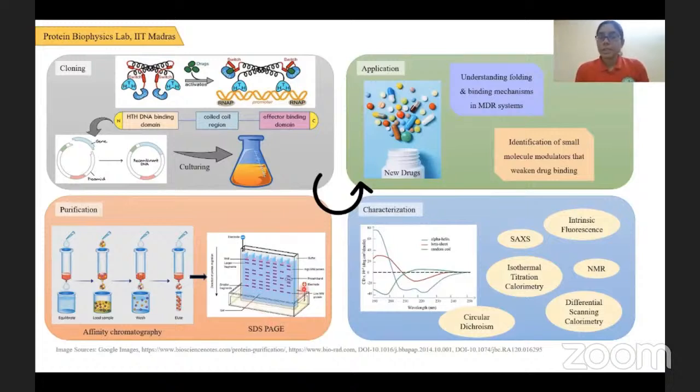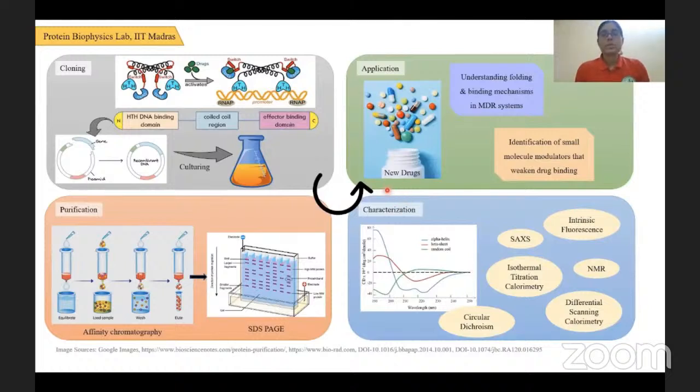The purified protein is then characterized through various techniques such as circular dichroism to see the secondary structure motifs, and other techniques such as differential scanning calorimetry, isothermal titration calorimetry, SAXS, NMR, and intrinsic fluorescence. Through these characterization techniques, the structure and folding of the protein is understood better.